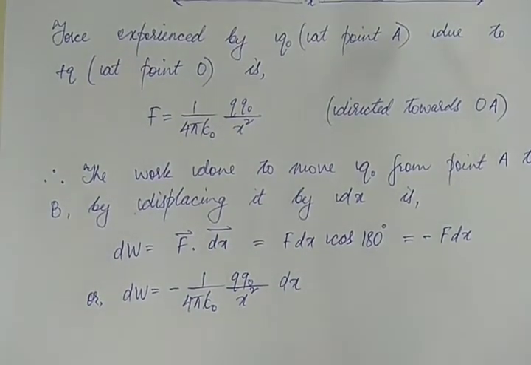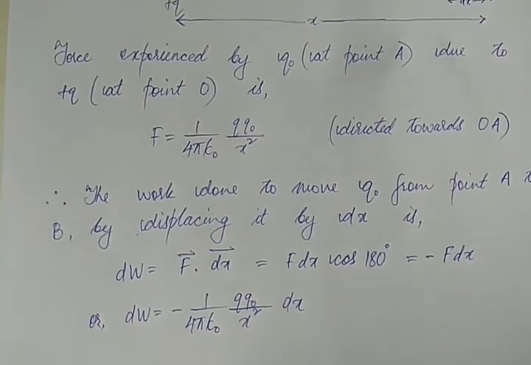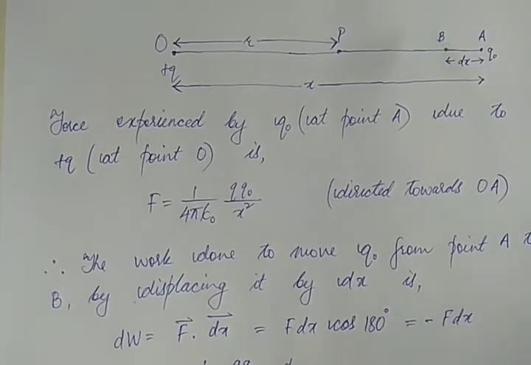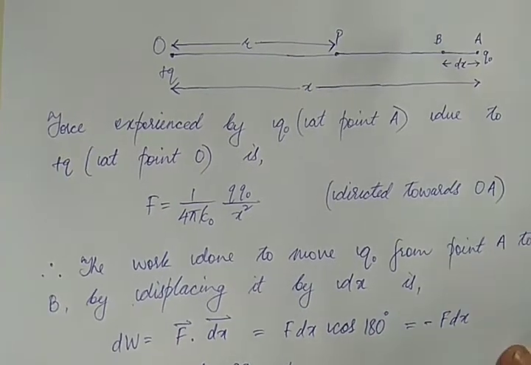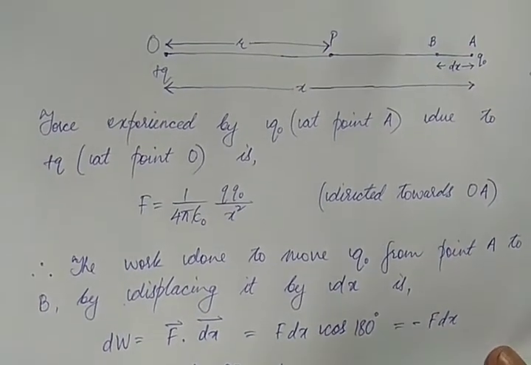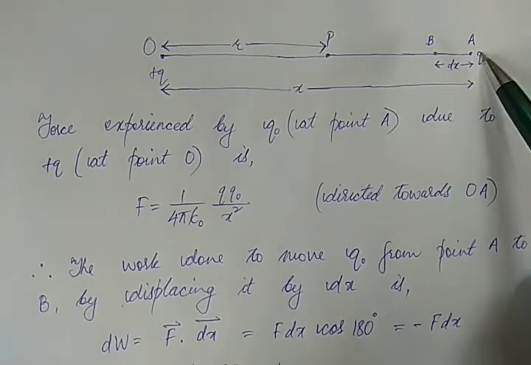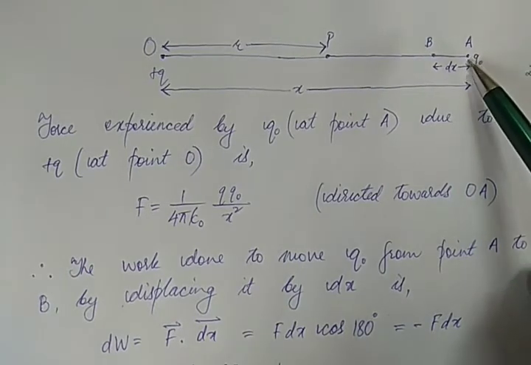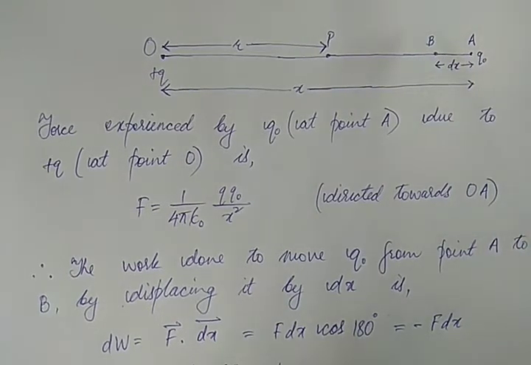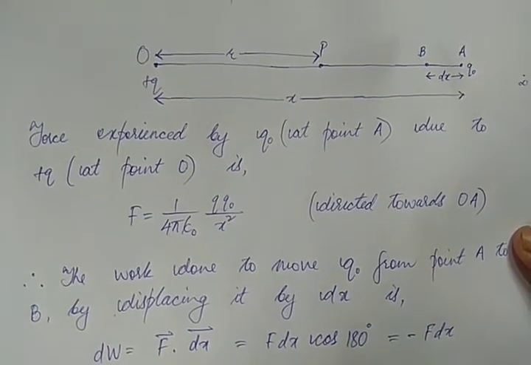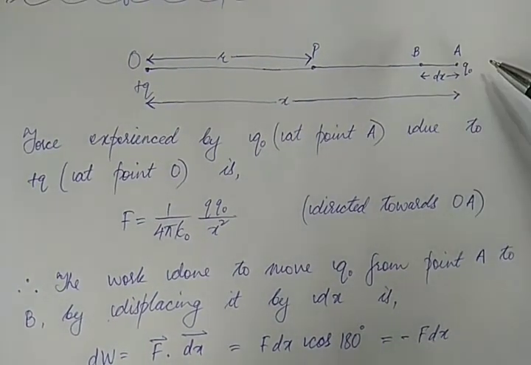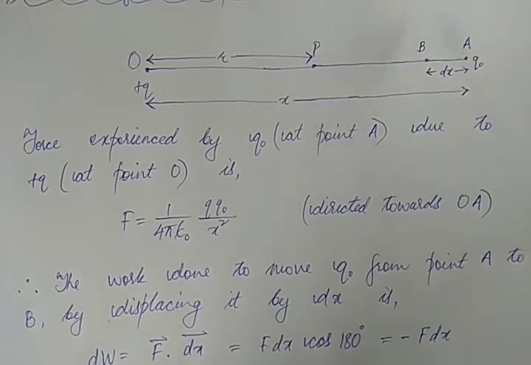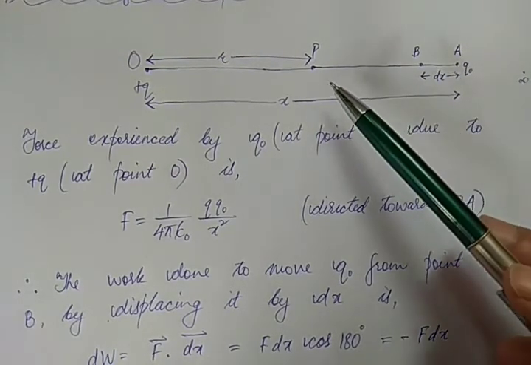So this is the small amount of work that we have to do to displace q naught from point A to point B. Now, the amount of work that we need to do to displace q naught from A to B is dW, which we've already calculated. Now we will see what is the work that we need to do to bring q naught from infinity to point P.